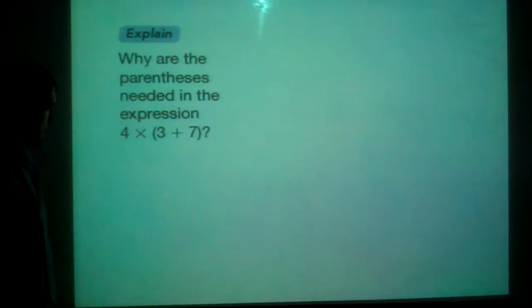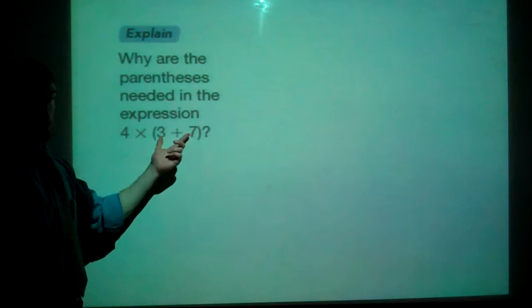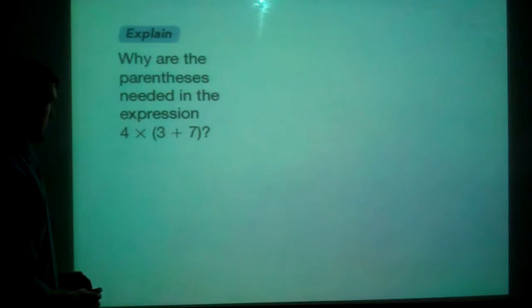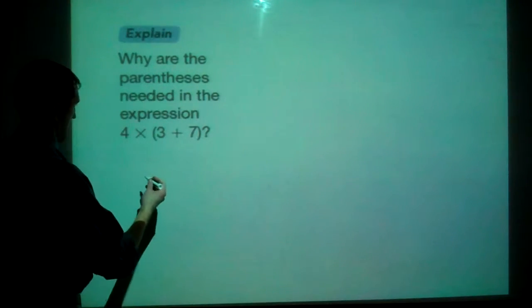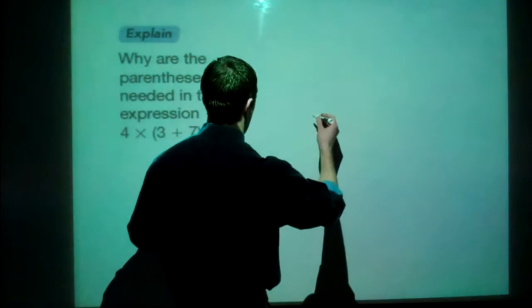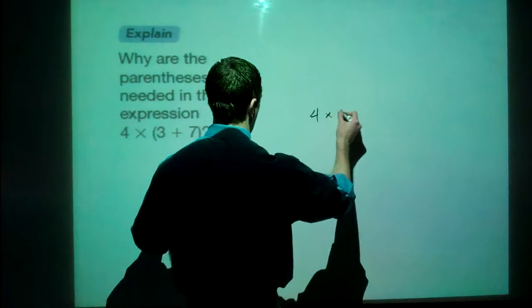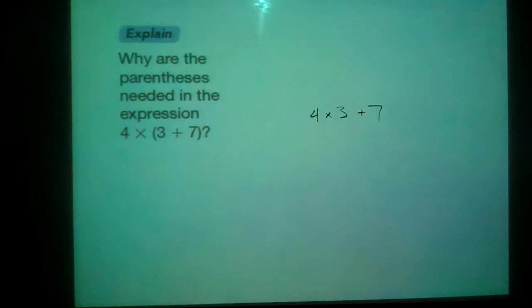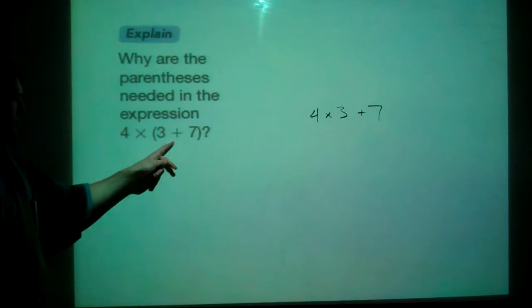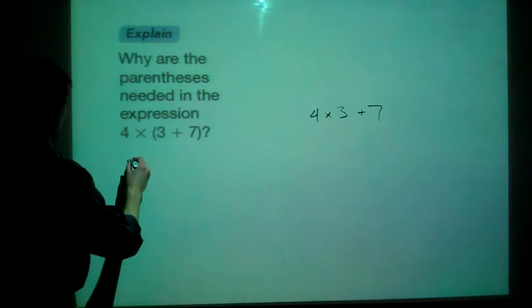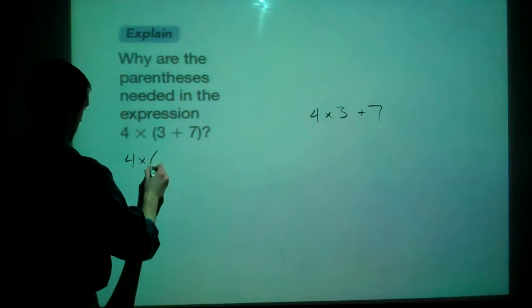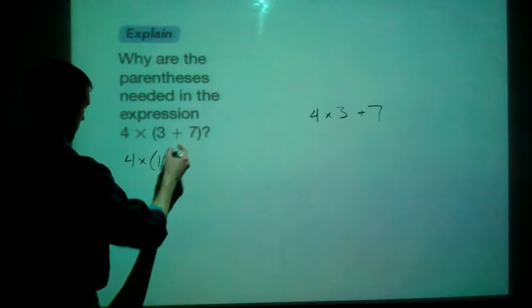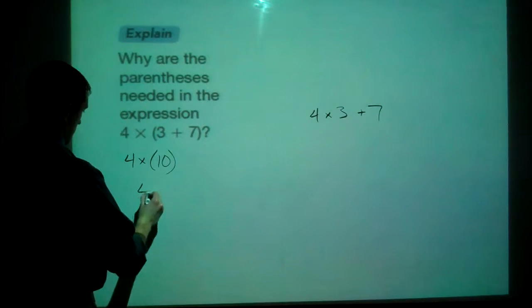Okay, well remember that parentheses tell us that we're going to do this first. If the parentheses weren't there, it would look like this. Now let's see what answers we get. This one says add 3 plus 7 first. So we get 4 times 10. 3 plus 7. 4 times 10 is 40.